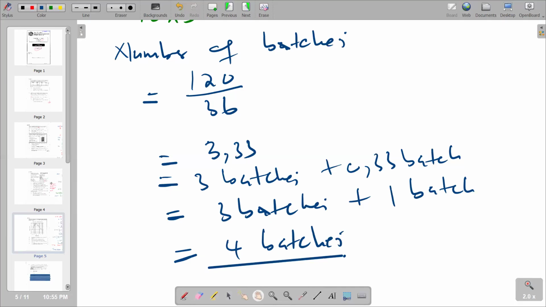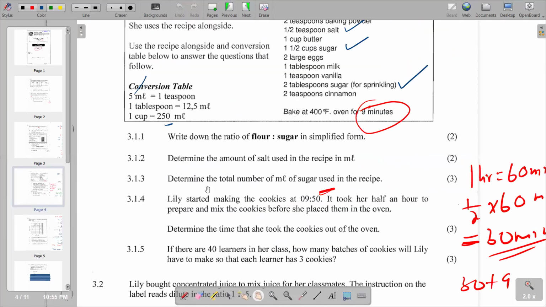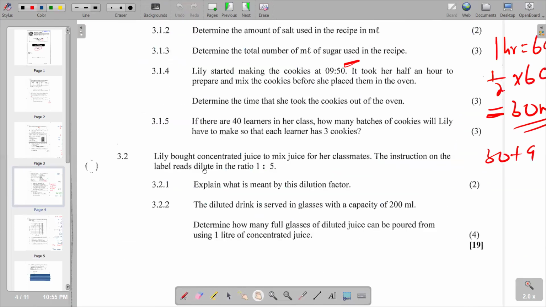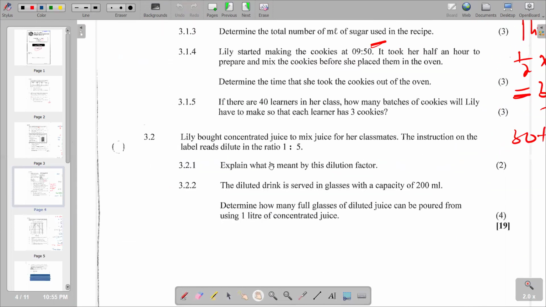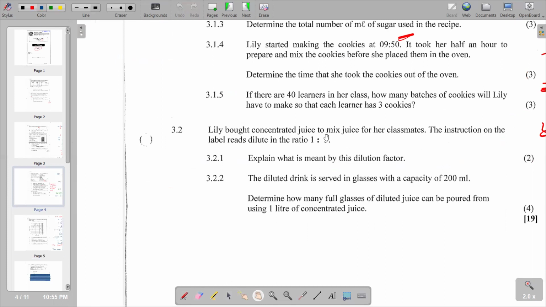And then you try to see the next part that we have, which is now 3.2. 3.2 reads, Lily bought a concentrated juice to mix juice for a classmate, the instruction on the label reads: dilute in the ratio of 1:5. 3.2.1, explain what is meant by this dilution. So this is very simple. As we are saying, every 1 part of juice needs 5 parts of water. So basically, that's what it means.